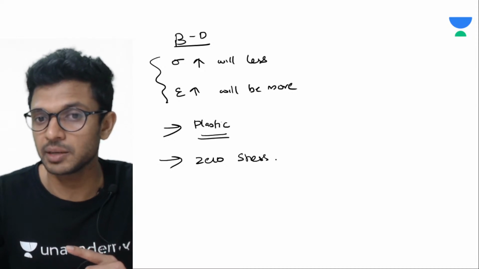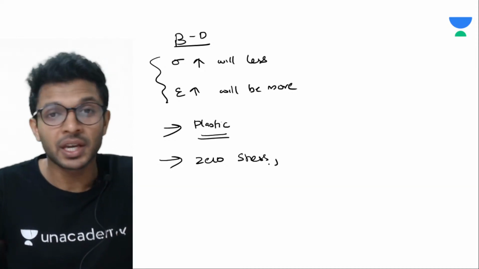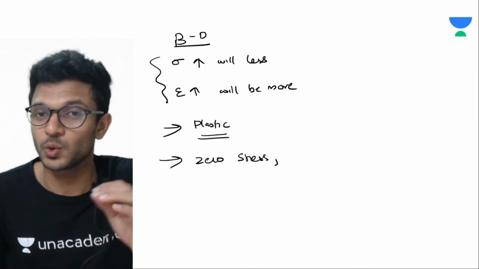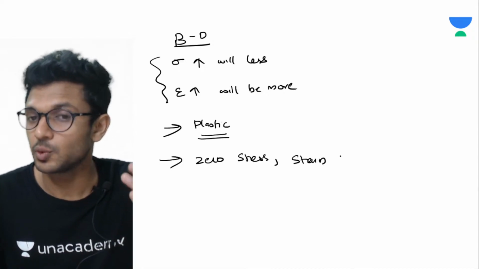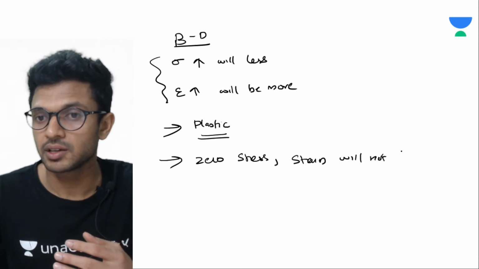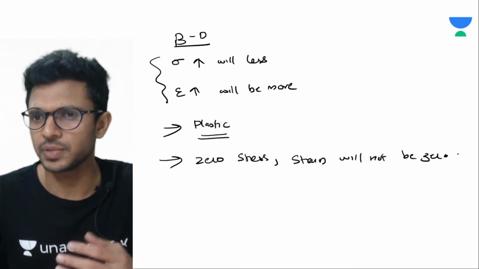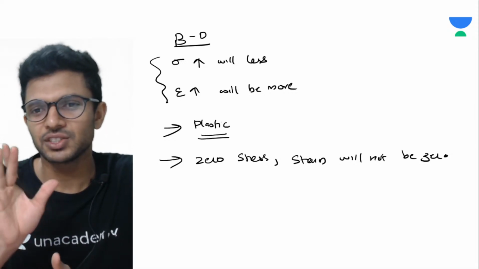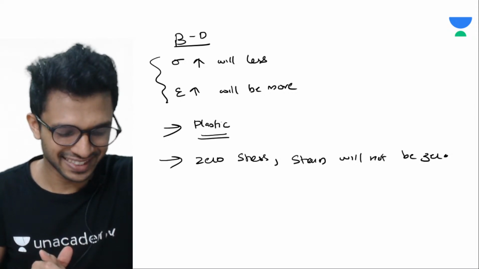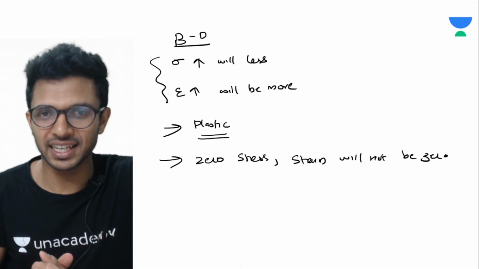Even if you are not applying any external force on the body, it will not be coming back to its original position. Matlab, though the stress is zero, the strain will not be 0. Why? Because the body is not coming back to its original position. So बिल्कुल से बिल्कुल strain should not be 0. ठीक है? Is it clear?